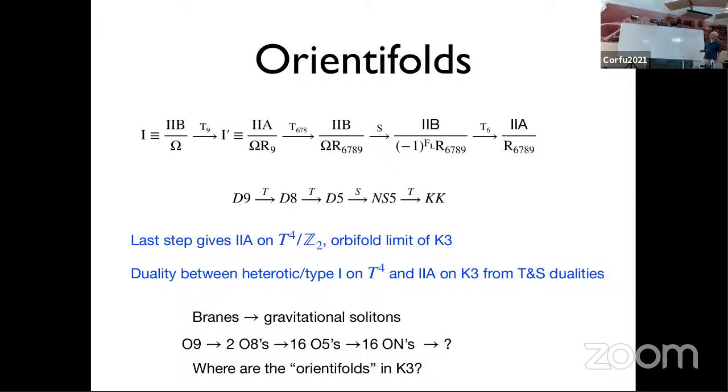And so this is one way of realizing the duality between type 1 on T4 with type 2A on K3. And we've seen that the branes give rise to gravitational solitons, the Kaluza-Klein monopoles. But then there's a question about, if we follow this chain of dualities, where do the orientifolds over here go to here? What are the orientifolds in K3?